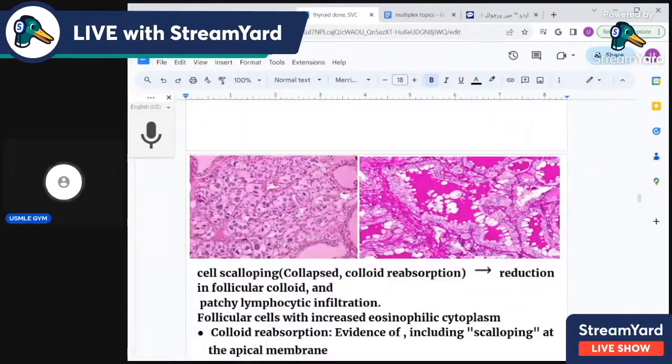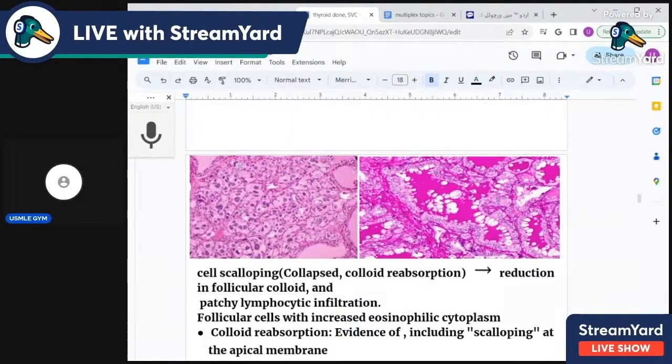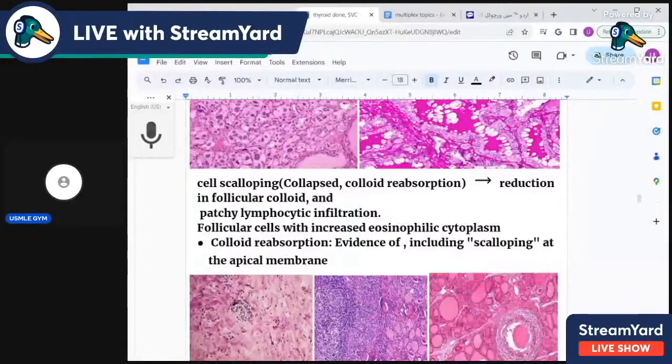thyroid. Then we have the second cause in the classification, Graves' disease, which has cell scalloping and collapsed follicles. Because of the excessive activity, the colloid is used up, so the follicle gets collapsed, and there is patchy lymphocytic infiltration in Graves' disease, and the cytoplasm of these cells is pink in color, eosinophilic.